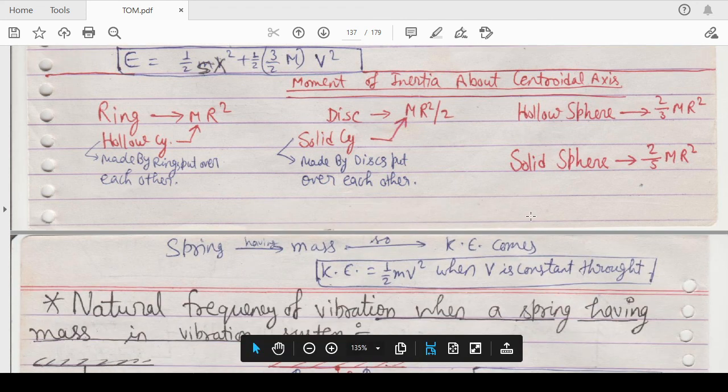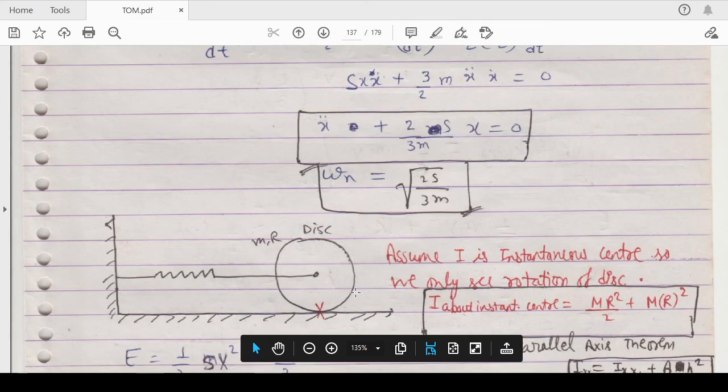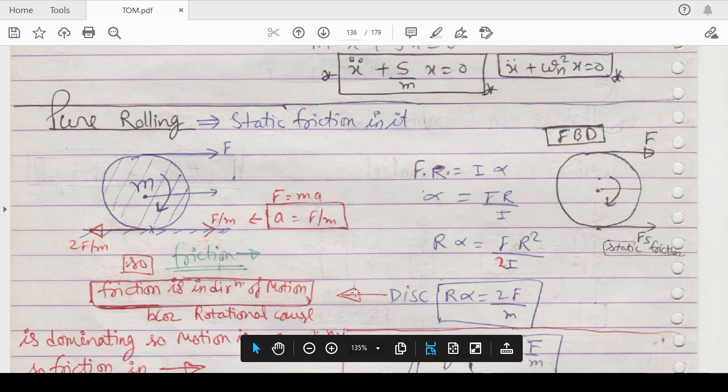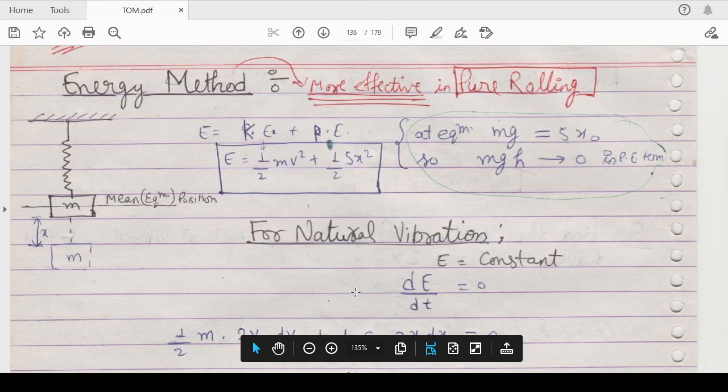Now we will see the natural frequency of vibration when the spring also has some mass. This we will see in the upcoming sessions. Meanwhile, just go through all the problems of your previous university exam papers. You will get to know how useful these topics are related to mechanical vibration as well as natural vibration.